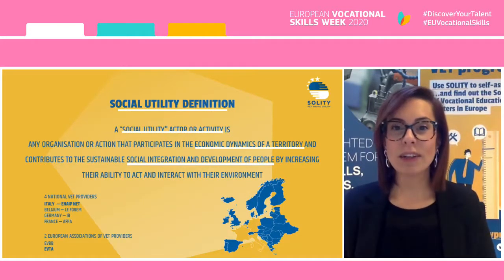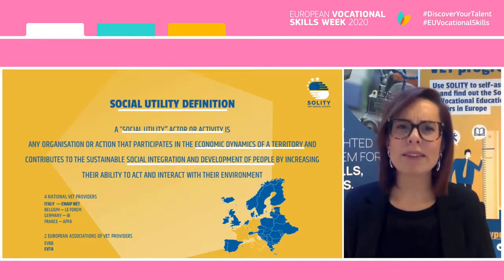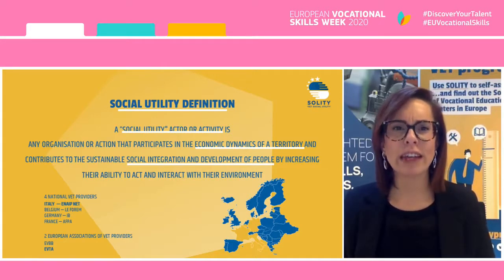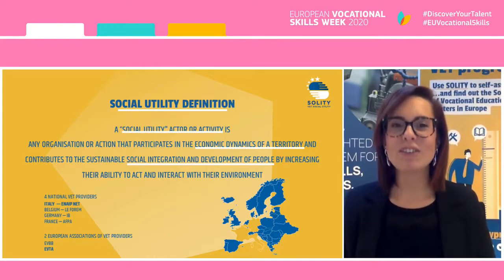As it is, social utility takes into account vulnerable groups, contributes to social cohesion by fighting exclusion and inequality, and strengthens people's autonomy. If we apply this definition to vocational education and training, we can clearly see how broad the power of a training provider is when it comes to influencing policy and decision makers at a local, regional, and national level, because training providers play a key role in the socio-economic development of our current societies.